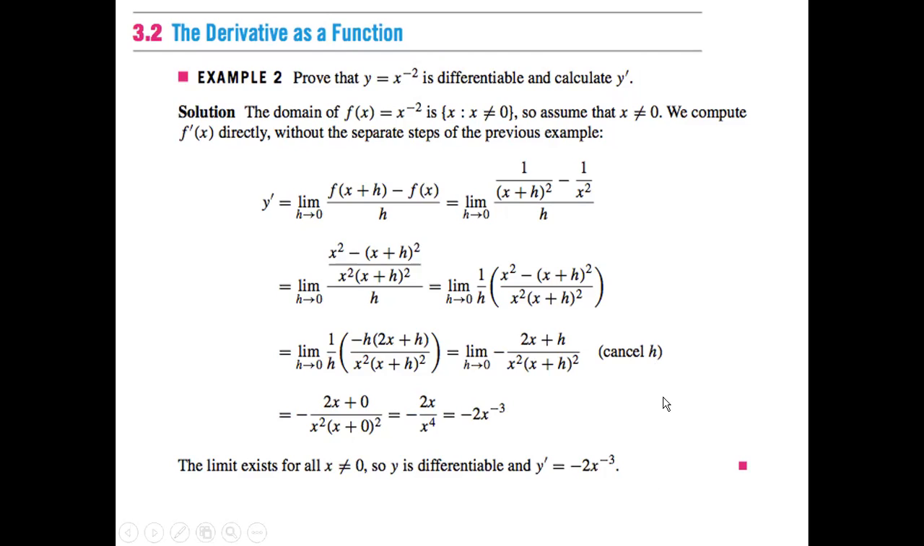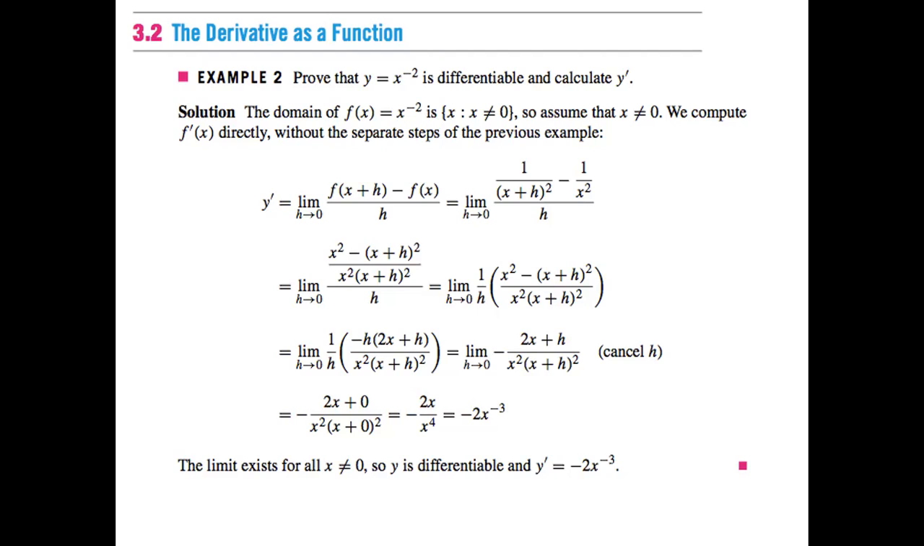And you see you've got this improper fraction. Whenever you've got an improper fraction, what you should do is find a common denominator and rewrite it as a single fraction. That's what the next two equalities are doing. The common denominator you get by multiplying both of them together, so it's x squared times x plus h squared. So in the numerator, you're going to get x squared, and in the numerator of the other one, you're going to get x plus h squared. That's where we're getting x squared minus x plus h squared, everything divided by the common denominator. And then that's being divided by h, which is the same thing as multiplication by 1 over h.